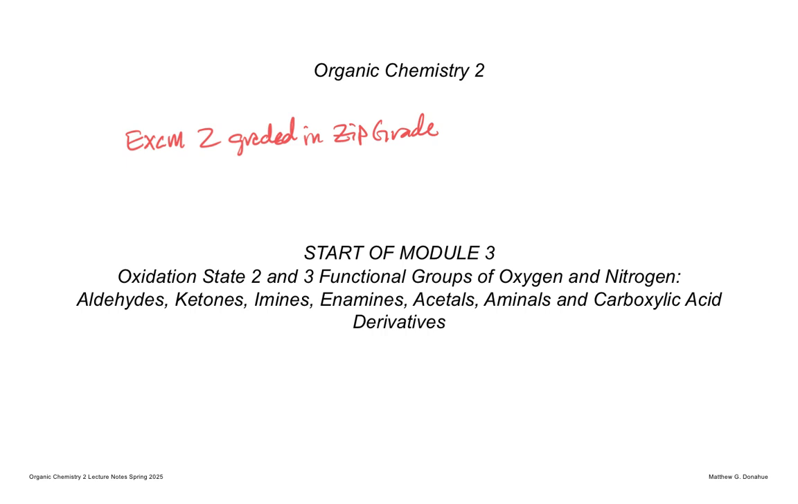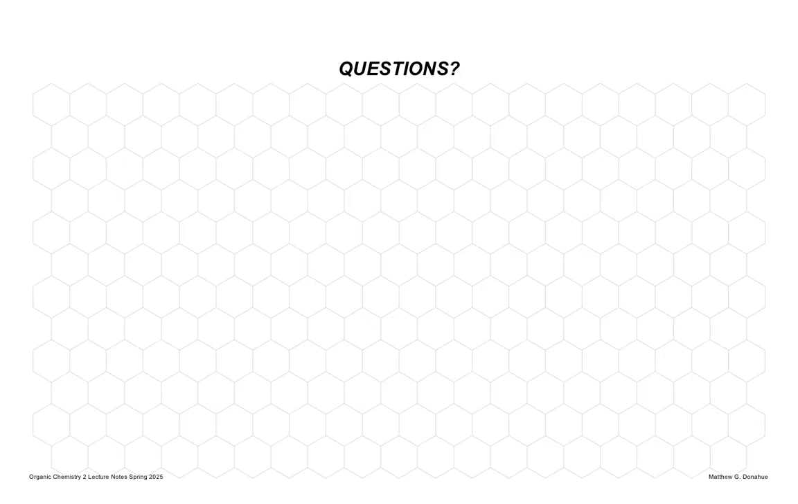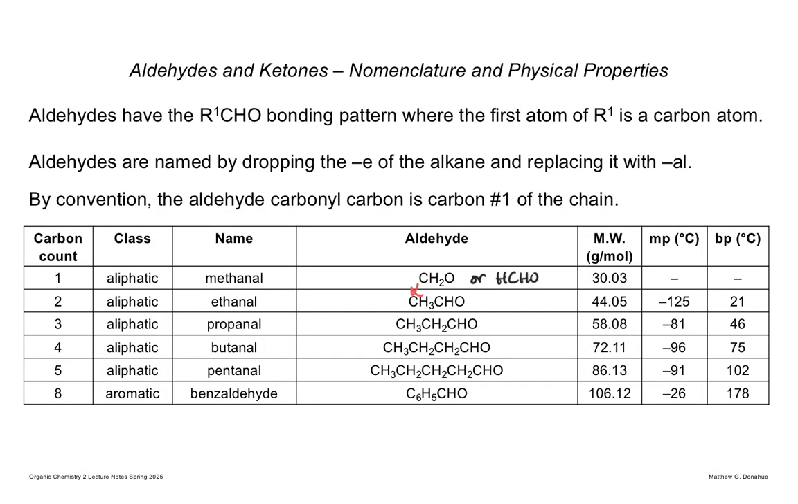So we'll learn a couple new mechanisms within this module, and really this is setting the stage for how we can access more complex organic functional groups. So we'll go ahead and get started with this. Any questions? Seeing none. So just a brief overview of what these functional groups are in terms of the names, physical properties, and then we'll get into the reactivity.